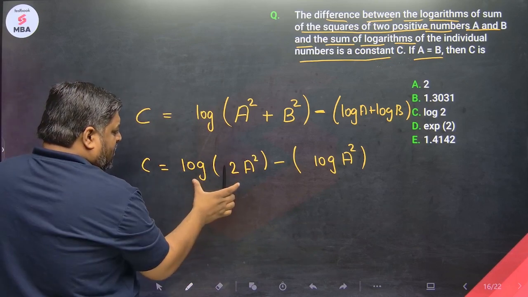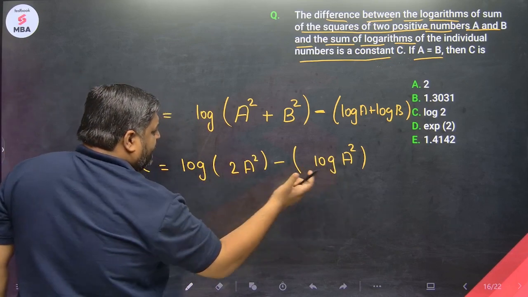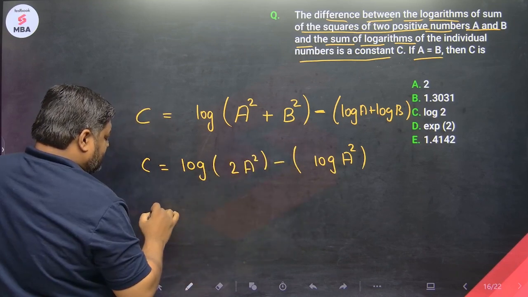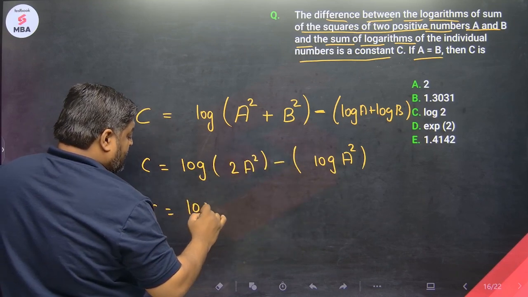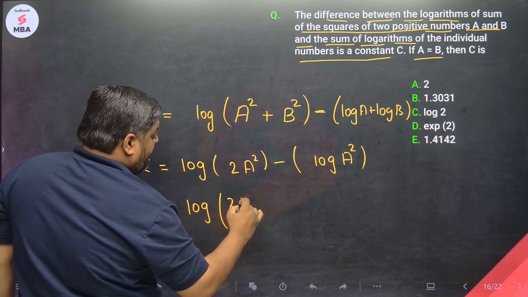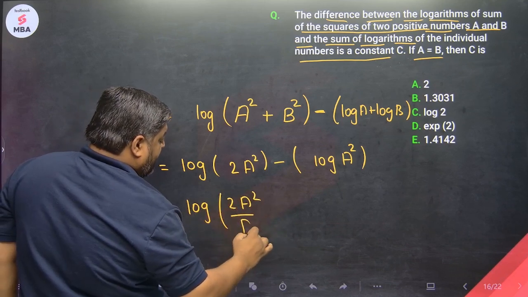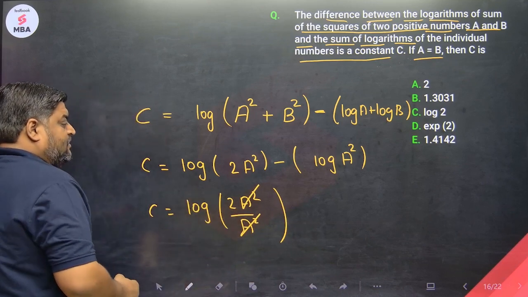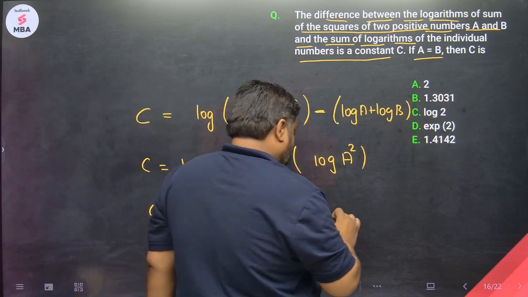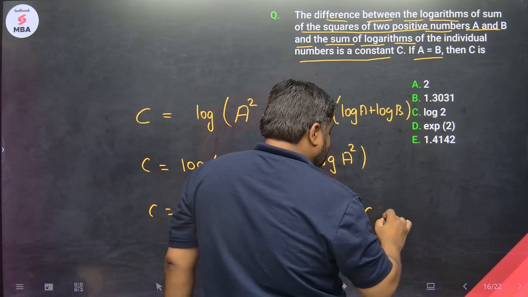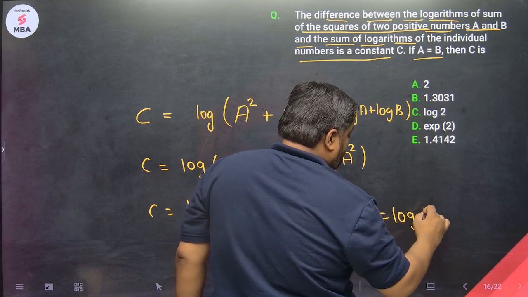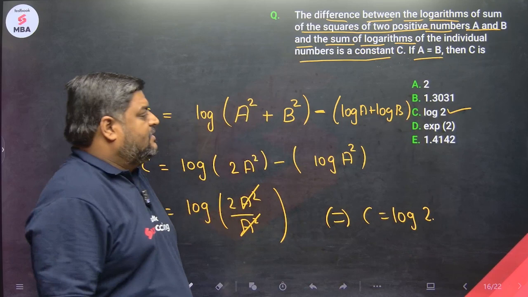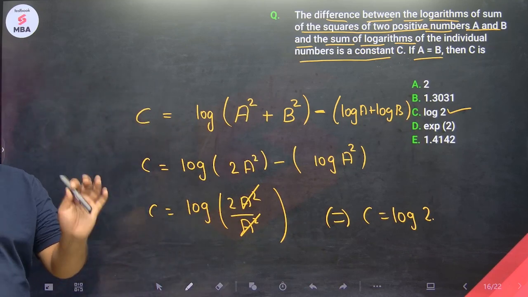Also this is log x minus log y. Base is the same. So this would be log x by y. So this can be written as log 2a square upon a square. This gets cancelled out. C is equal to log 2. C is equal to log 2. And this was asked, what was the value of C? Correct answer to this option is also C.